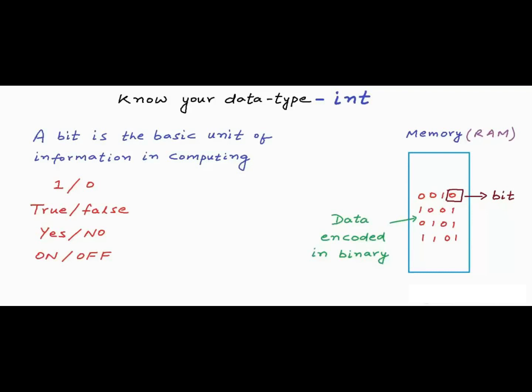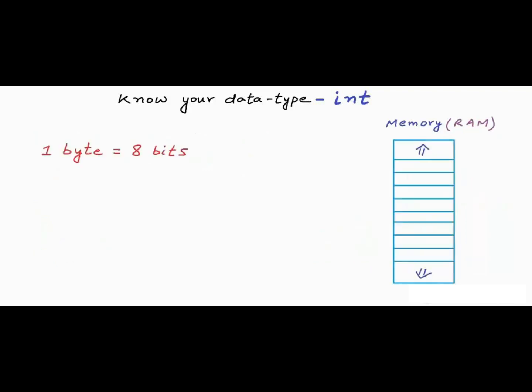Now, even though a bit is the lowest or the most basic unit of information, memory in a typical architecture is organized as a collection of bytes. 8 bits make a byte. In the logical representation of memory that I'm showing here, we have these segments or partitions, and let's say each segment here is 1 byte of memory. So we can store 8 bits in each segment. There would be many more bytes in the memory. That's why I'm showing it extending towards bottom and top.